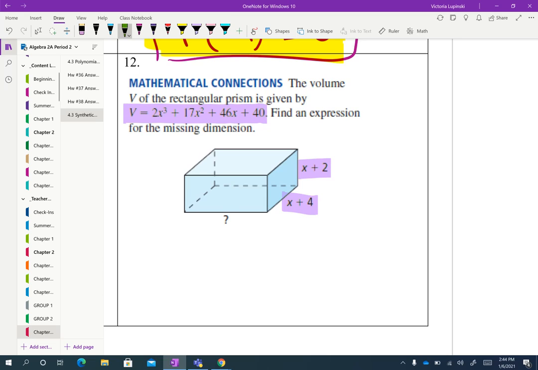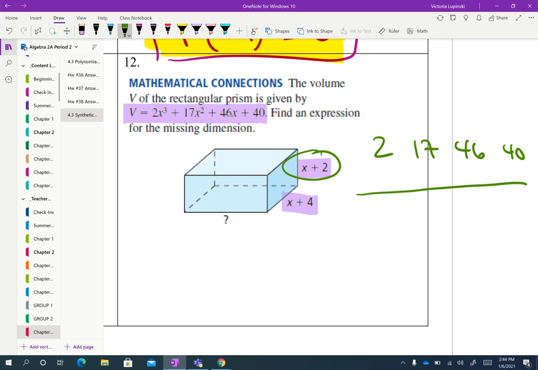So starting with the fact that this is a cubic, I'm going to go ahead and copy my coefficients, just like always, 2, 17, 46, and 40. Here's the thing. In order to be a dimension, you have to divide evenly into the volume. It wouldn't make sense to have a remainder if you're talking about an actual shape. So that actually tells me 2 things.